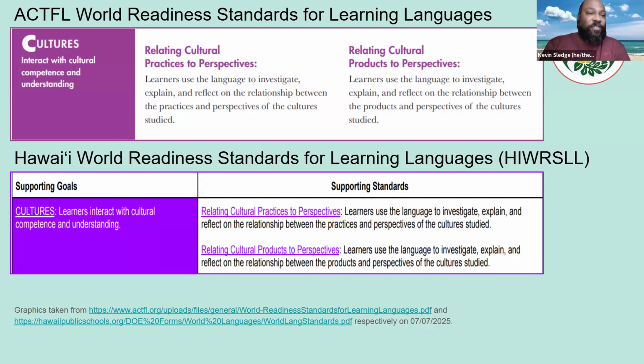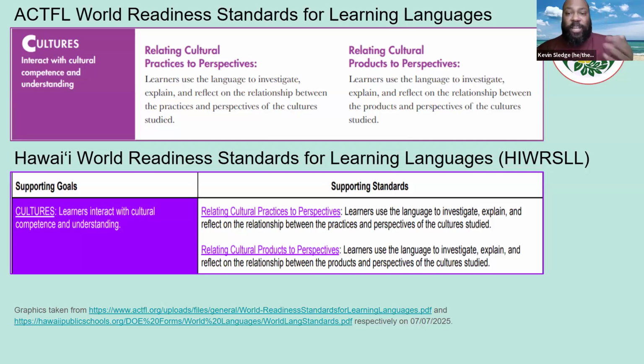And so ACTFL defines culture, or the way that we should assess cultural learning and cultural understanding in our classrooms, in relation to practices and perspectives. As you can read there, according to ACTFL, what the students should be able to do as we assess their cultural understanding is use the language to investigate, explain, and reflect on the relationship between the practices and perspectives of the cultures studied.